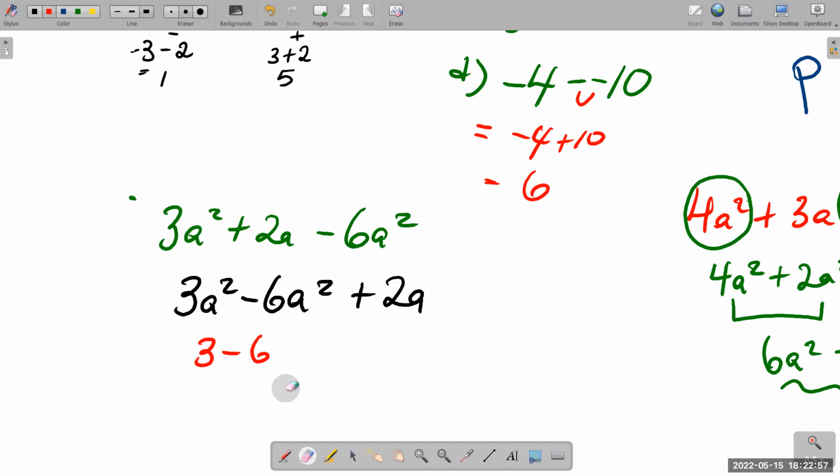Everybody, what is 3 minus 6? And you see how we just did these here before? Is it positive 3 or negative 3? Which one? Remember, we got to lock these things in. It is going to be negative 3.